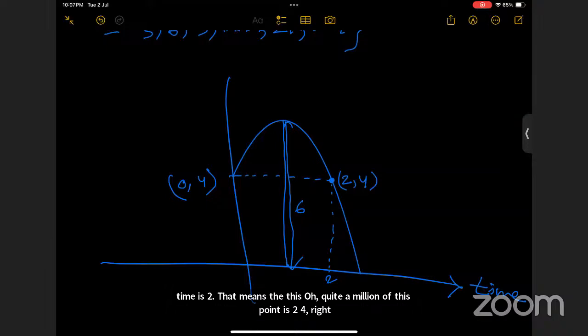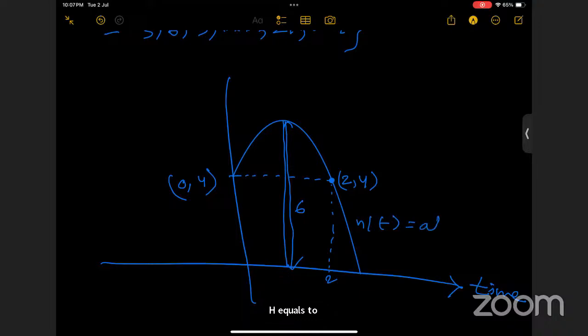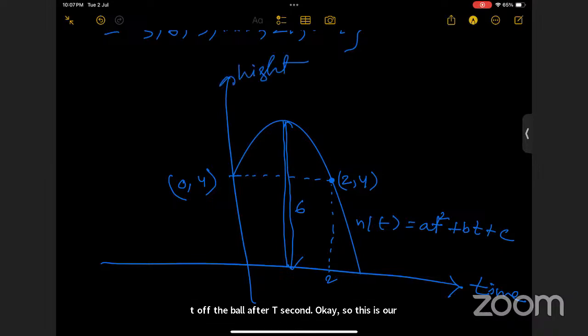So let h(t) equal at squared plus bt plus c. This is the graph of this parabola, the quadratic function that represents the height of the ball after t seconds. This is our seconds and this is the height. So what is the value of a plus b plus c?